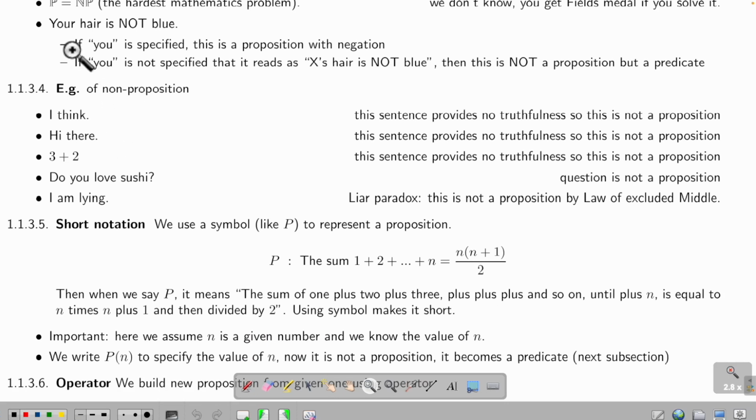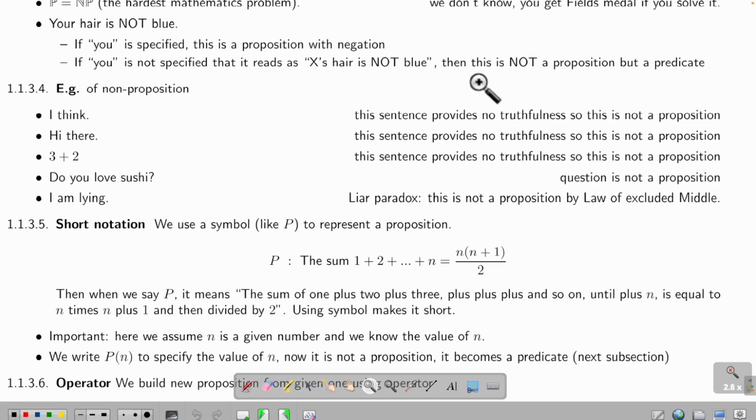And here's the funny thing. Your hair is not blue. If I add the adjective "not" here, this is also a proposition, right? If, let's say, I point to this guy and say your hair is not blue, then this proposition is true because your hair is not blue. But if I didn't point to anybody, then this "you" is not specified. This is a funny thing. Then this is the same as "X's hair is not blue", but X I haven't specified. Then this sentence is not a proposition. This is a predicate. We will talk about it next class. Okay, so today is about propositions.